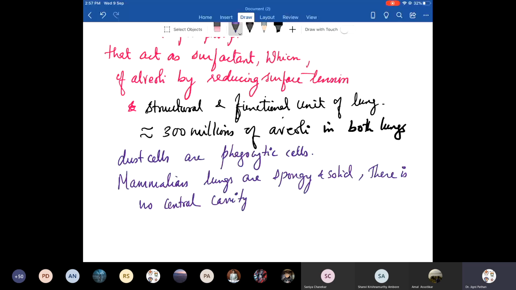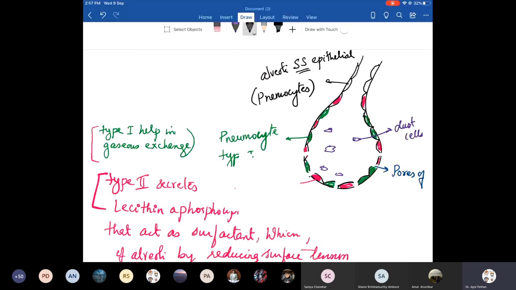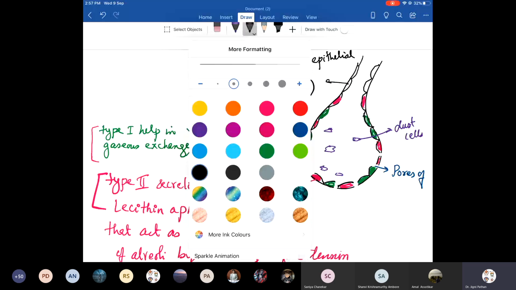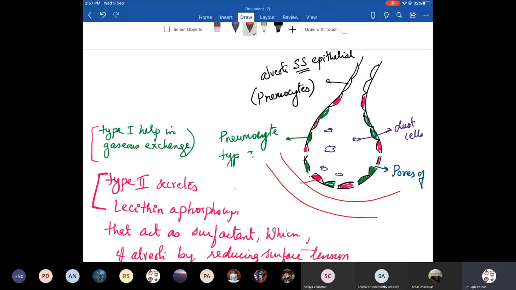This is an alveoli, right? Alveoli is richly surrounded by blood vessels. So this is a blood vessel, right? The blood vessel again has endothelial cells, simple squamous epithelial cells. Do you remember blood vessels also have simple squamous epithelial cells? Those are called endothelial cells. Yes, ma'am.